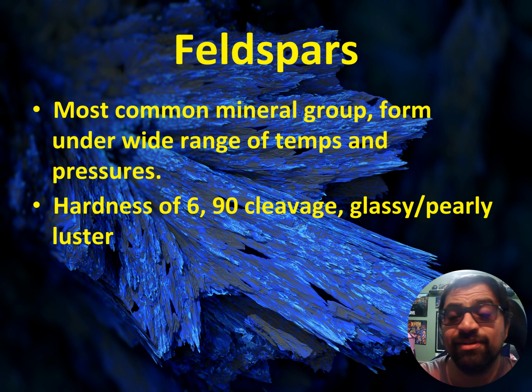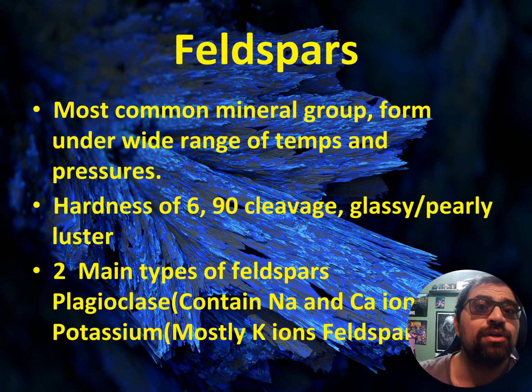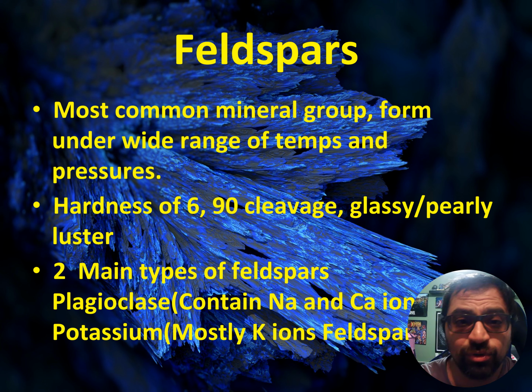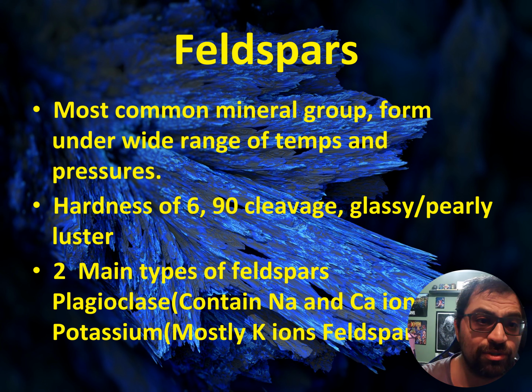They tend to have cleavage at about 90 degrees, which means it's going to make those nice sharp right angles. And they tend to be glassy or pearly in luster, so this would be a non-metallic luster. Okay, and they tend to shine like that, very similar to polished countertops. Good way to understand them. So the two main types of feldspars are plagioclase feldspars, which have lots of sodium and calcium, and potassium feldspars, or the older word, orthoclase feldspars, which have lots of potassium ions in them. So the difference you're looking at is sodium and calcium ions versus potassium ions.